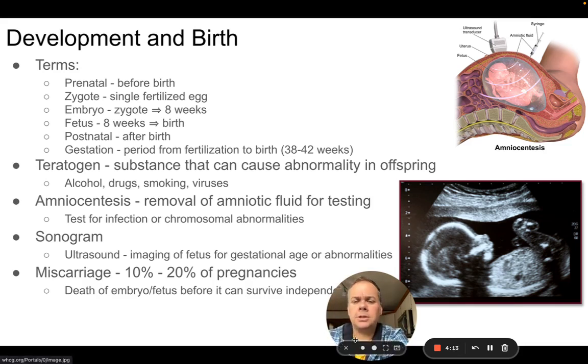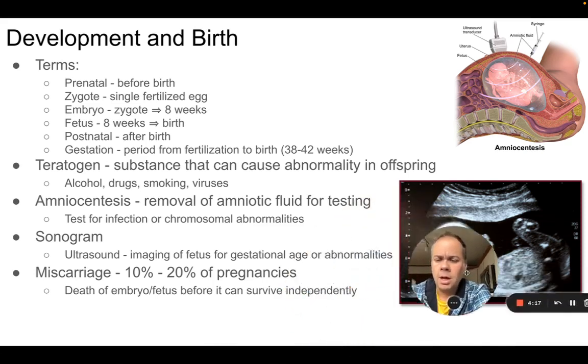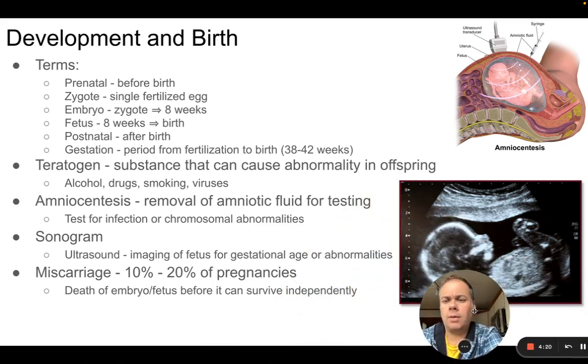And sometimes pregnancies do end in a miscarriage. A miscarriage is the term for the death of the embryo or fetus before it is able to survive on its own. And actually, miscarriages are fairly common. About 10 to 20% of pregnancies end in a miscarriage, where for some reason that embryo or fetus was not able to survive.